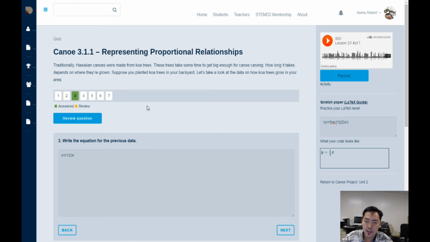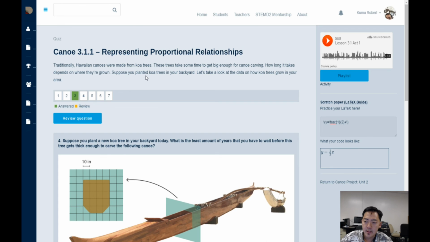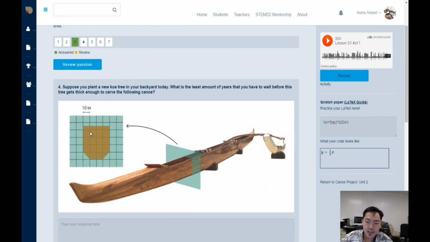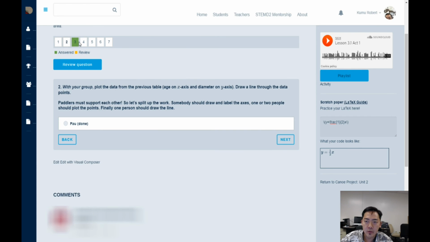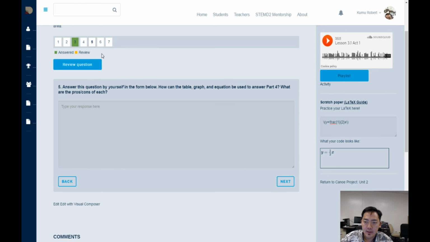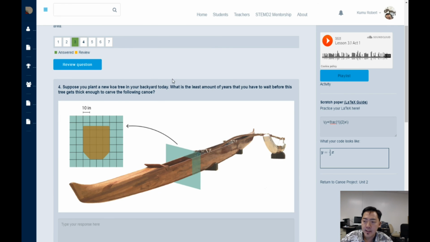Afterwards, the student will use the table, graph, or equation to answer this question. Here's a canoe, and it has a certain thickness, and we want to know how long do we have to wait for a tree to grow in order to be thick enough to carve this canoe out. So we will try to figure out a diameter. We can either use this width, this height, or more better, we can use this diagonal over here. And with this thickness, we can use either the table, graph, or equation to figure out how old of a tree do we need in order to carve this out.